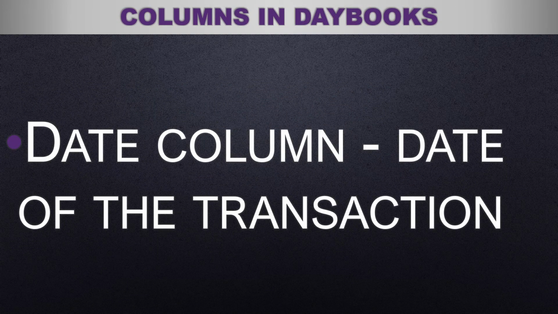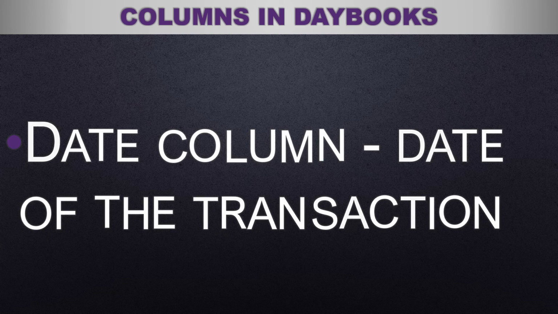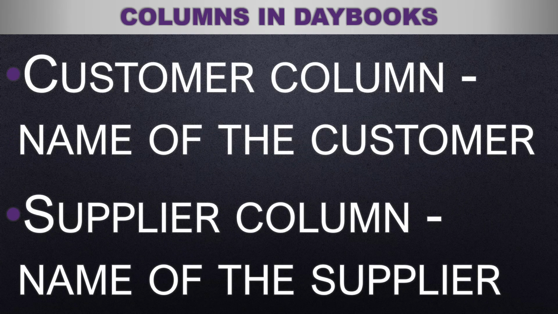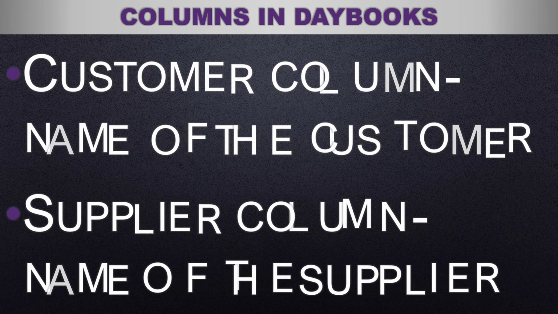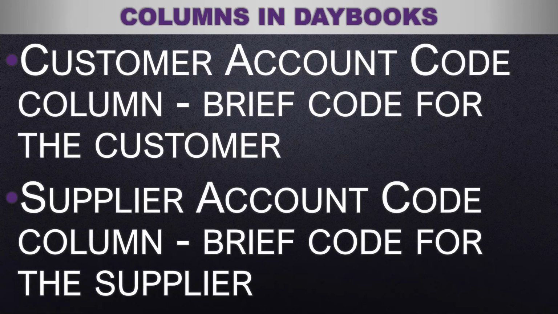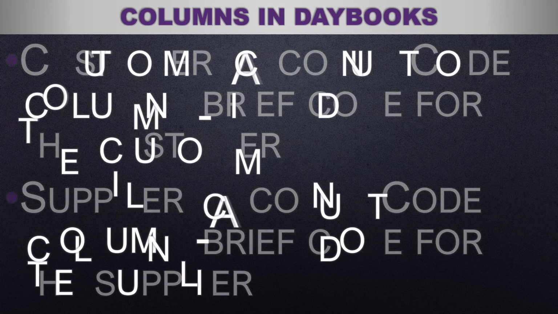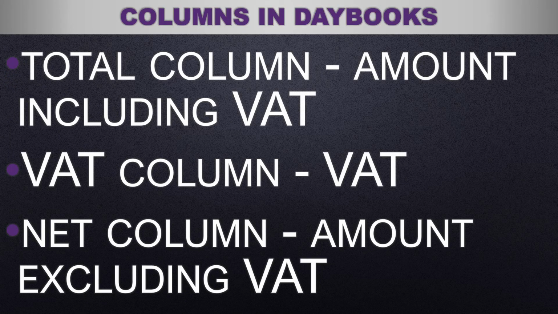There are lots of columns in the book supplementary. Let's discuss some of the common ones. The Date column contains the date of the transaction, not necessarily the date that we are entering it into the daybook. The Customer column contains the name of the customer. Similarly, the Supplier column contains the name of the supplier. The Customer Account Code column contains the brief code for the customer. Similarly, the Supplier Account Code column contains the brief code used for the supplier. The Total column, also known as the Gross column, contains the amount including VAT. The VAT column contains the VAT of the amount, and the Net column contains the amount excluding VAT.